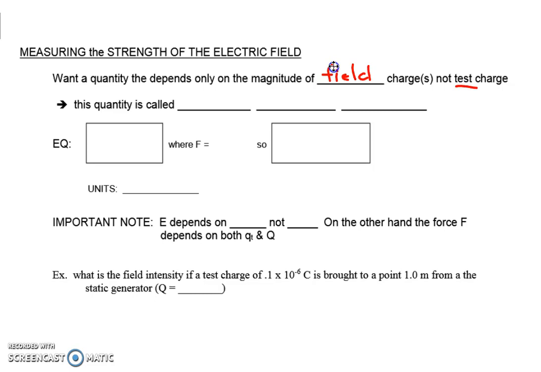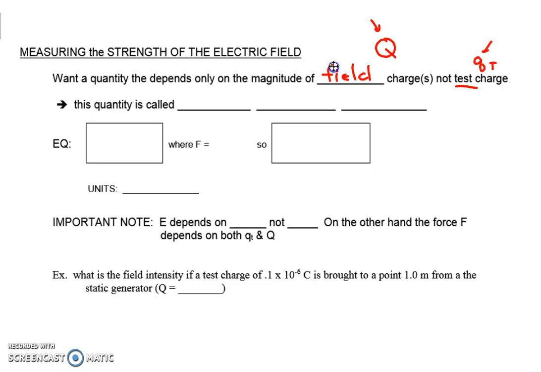So I'm going to call the field charge capital Q. Then we're going to call the test charge little q t. This is to help us distinguish between those two. The equation we're going to develop ultimately depends on this guy, but we need this guy to actually feel the field, to feel how strong it is.